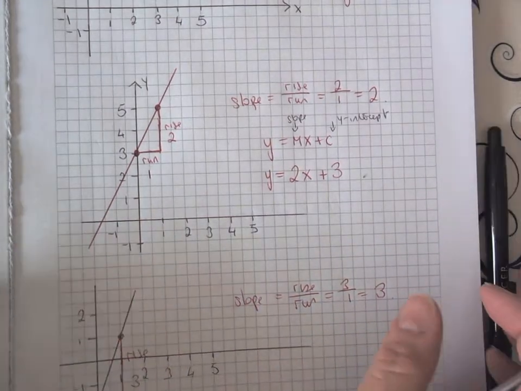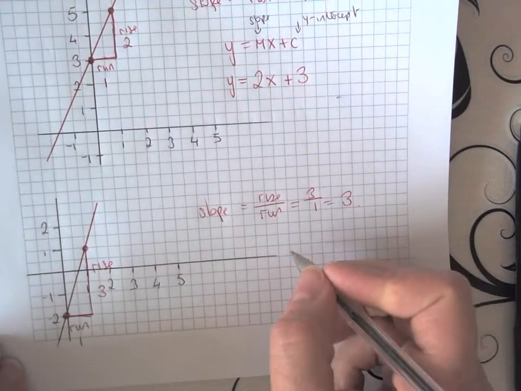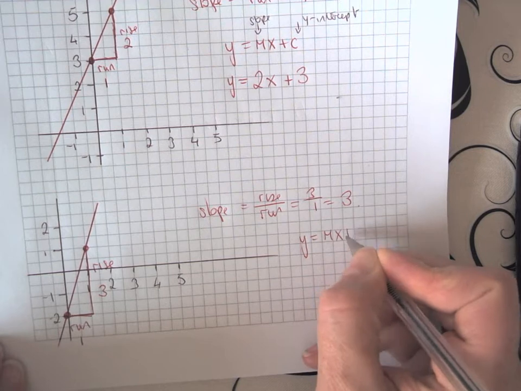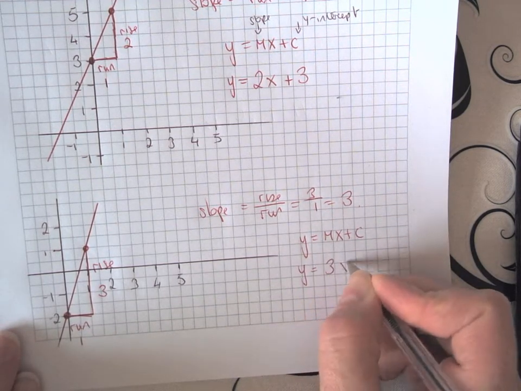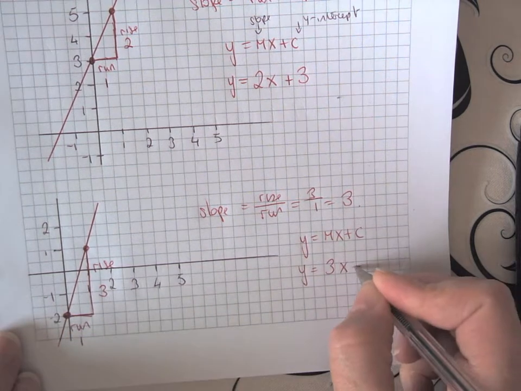And the last one, y equals mx plus c. M we found out to be 3, and c is minus 2, so you just put in minus 2.